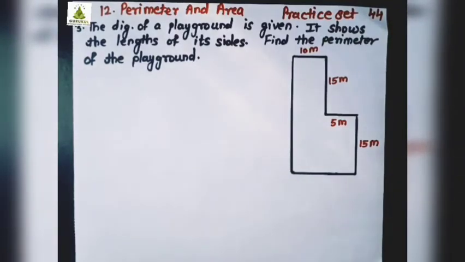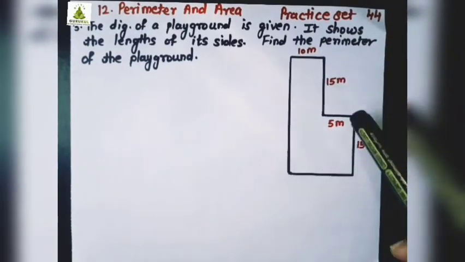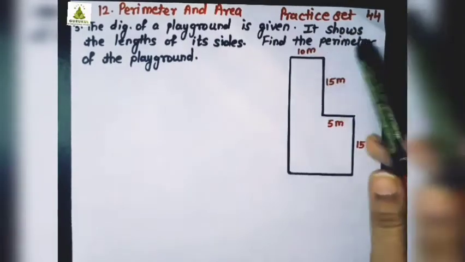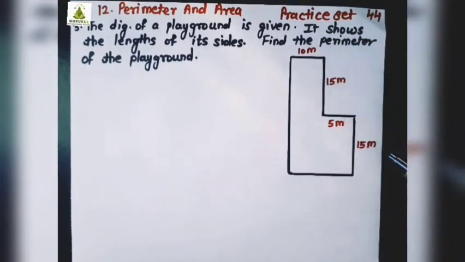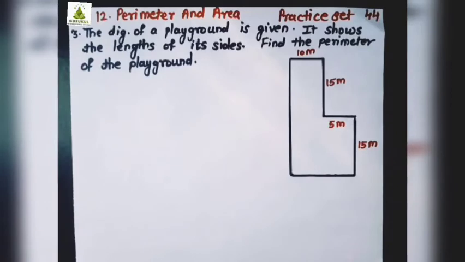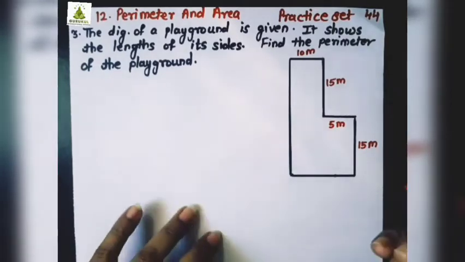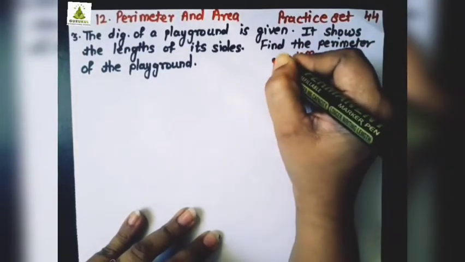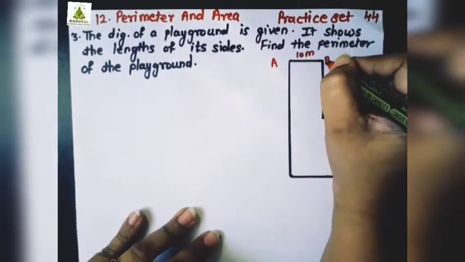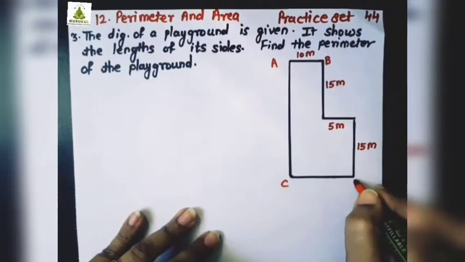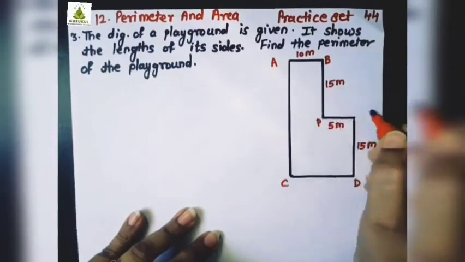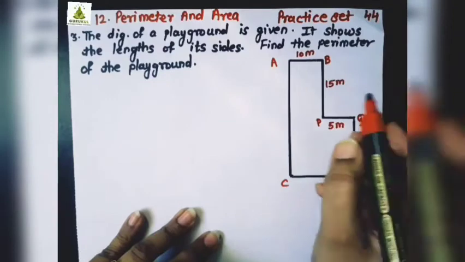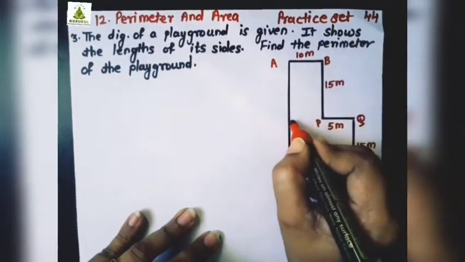Now you know, to find the total perimeter we should know the length of all sides. Here how many sides are there? 1, 2, 3, 4, 5, 6. Out of that, 4 sides are given. Only this side and this side's length we are supposed to find out. To find this length we need to draw some extra lines in the figure. First we can label the figure as A, B, C, D. This we can label as P. This we can label as Q. Correct?